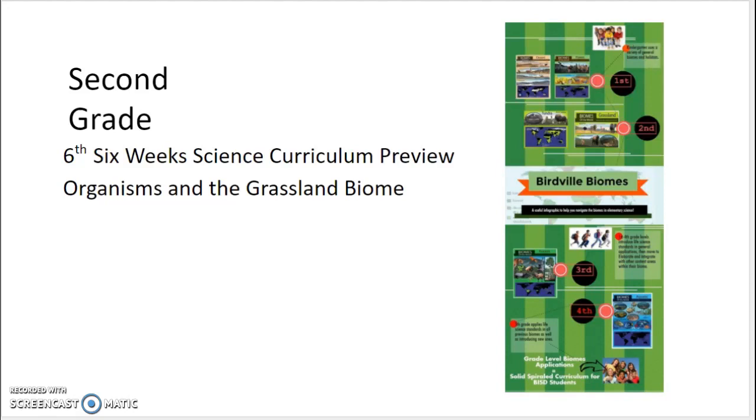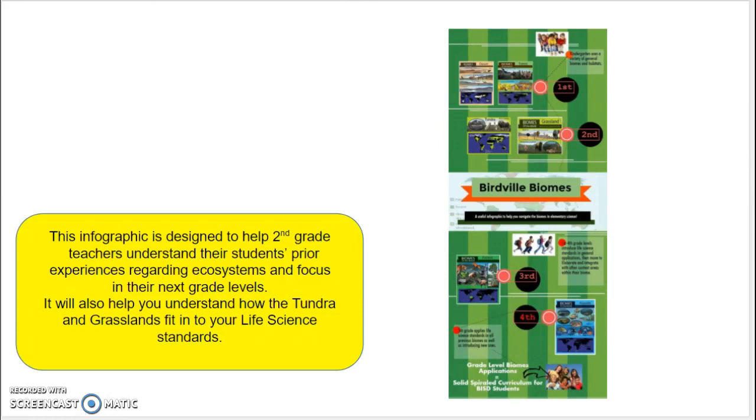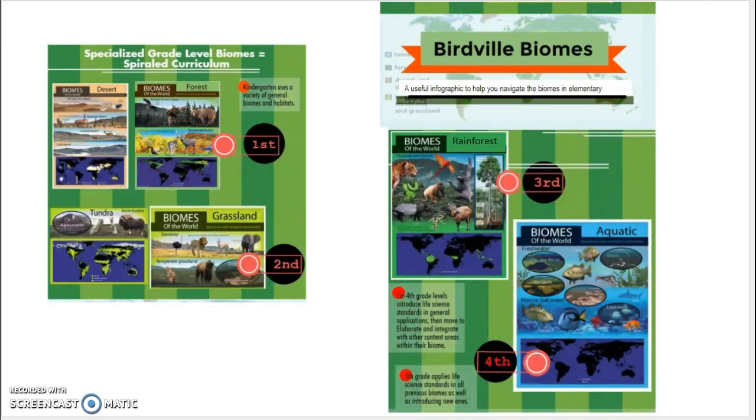So just to remind you, we've got different biomes for different 6 weeks and different grade levels. So this will just kind of show you where we've been and where your kids will be going this 6 weeks, but then also in the years to come. So last 6 weeks we focused on the tundra as our specialized application for our life science standards. And this 6 weeks, we're going to focus on the grassland.